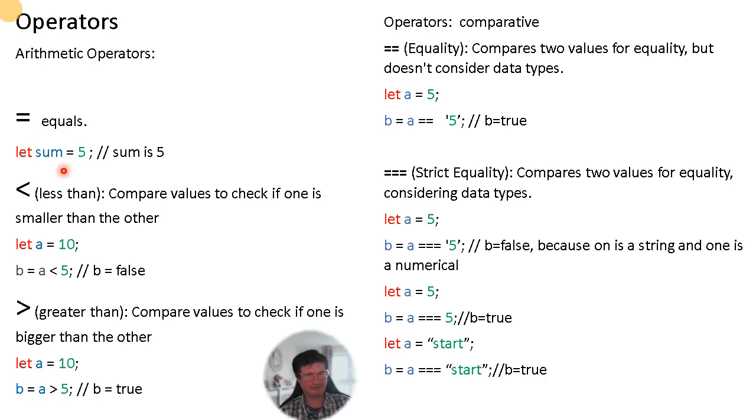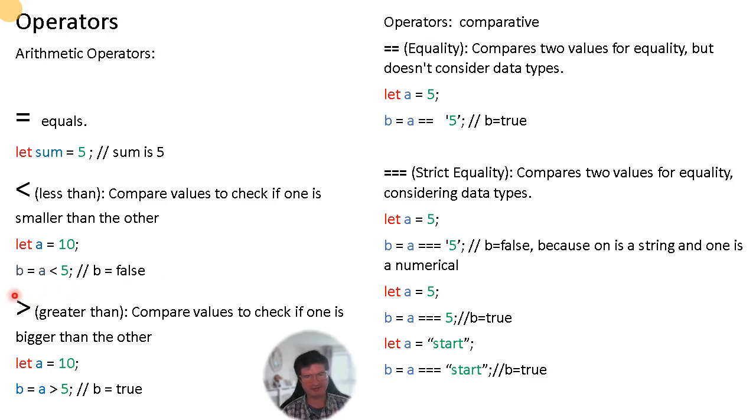So we're going to go on to this one now. Less than. So this is an operator. It checks to see if one value is smaller than the other. So here we've got a equals 10, and if we were going to use it in a statement, we'd say b equals a, 10, less than 5. So is 10 less than 5? No, it's more than 5, so that is why this would return a Boolean value of false. So b would equal false.